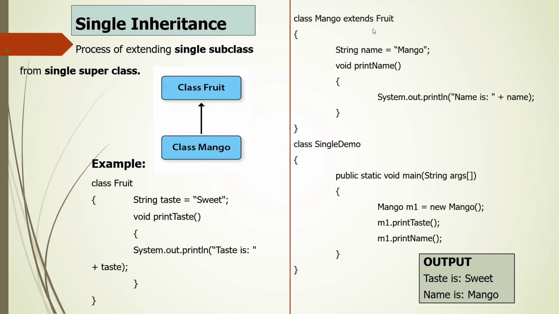Then we have the child class Mango. It extends the parent class Fruit. Here the variable is name, equal to mango. In the printName method, it will print the name is mango. In the main method, we create an object of the Mango class, and memory is allocated using the new keyword. Using the object name m1, we call the method printTaste, so it will print taste is sweet. Again, using the object m1, we call the printName method, and it prints the name is mango.